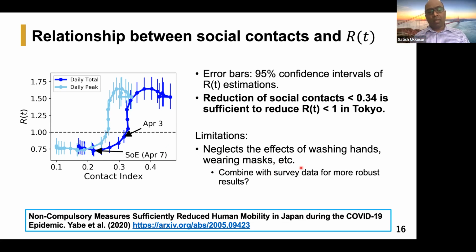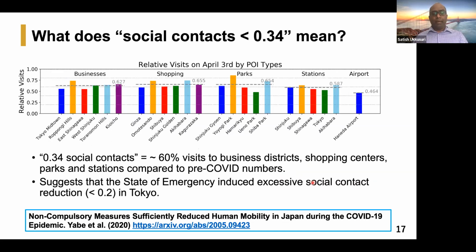So people could be, in some locations, taking other types of protective actions, such as wearing masks and washing hands more frequently and things like that, right? So if we can complement this data with some amount of survey data, that would actually help us to make stronger and better inferences about the policies. So yeah, this is the social contact reduction.